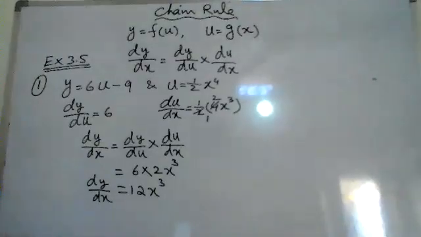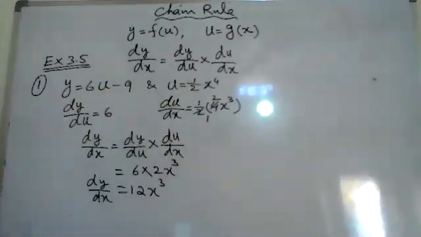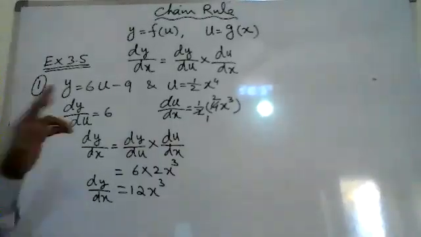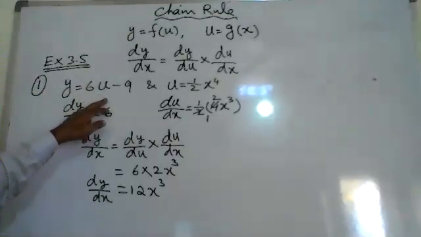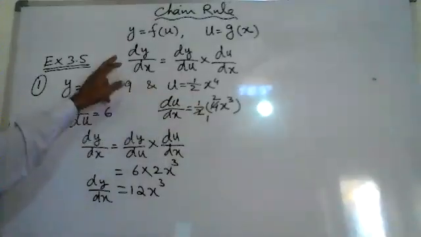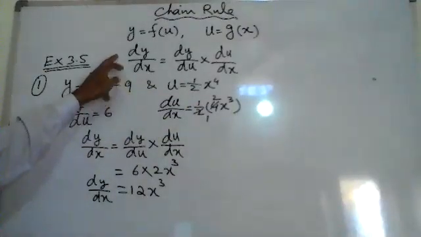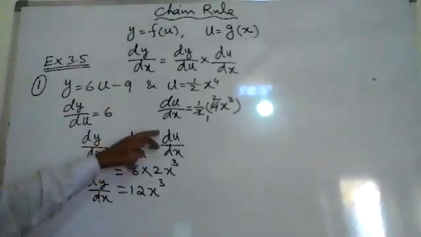That was question number 1. So y is 6u minus 9, u is equal to 1 over 2x raised to power 4, and we have to find dy upon dx. For that purpose, y is not a function of x, but y is a function of u and u is a function of x. Therefore, we will use the chain rule. So dy upon dx is equal to dy upon du into du upon dx.